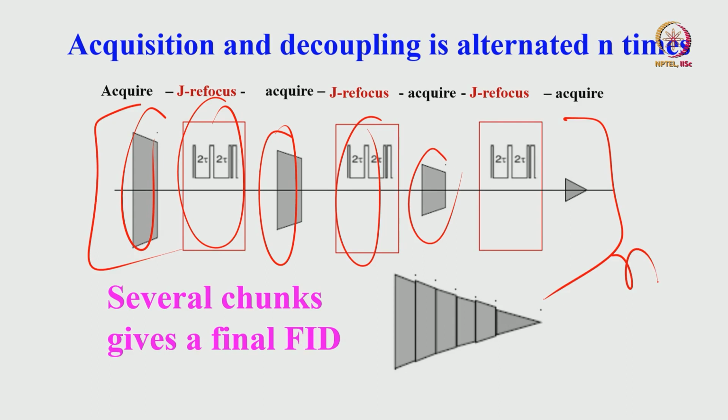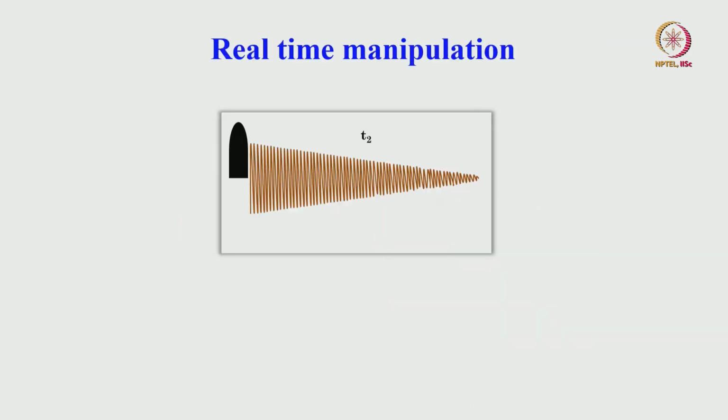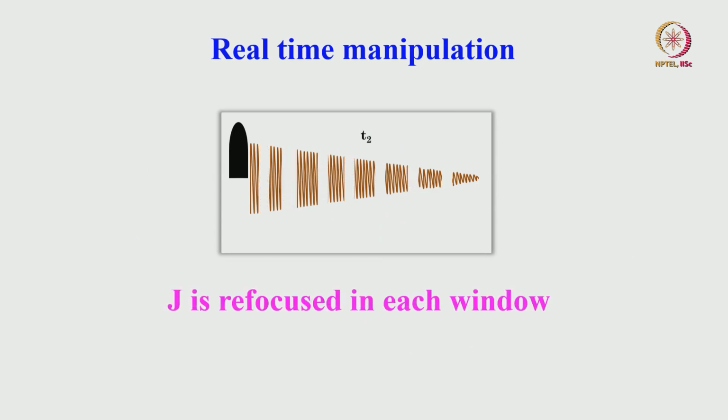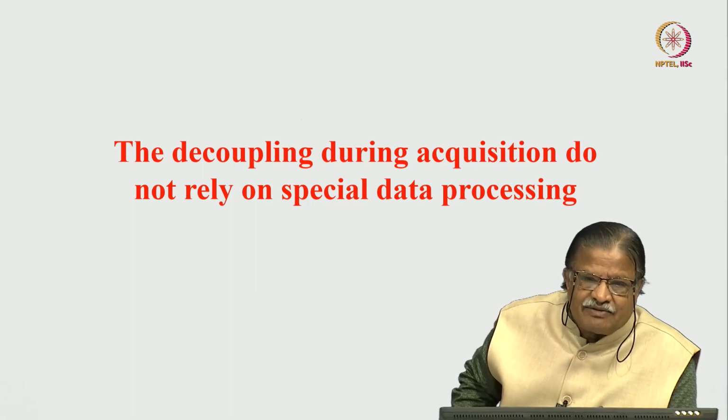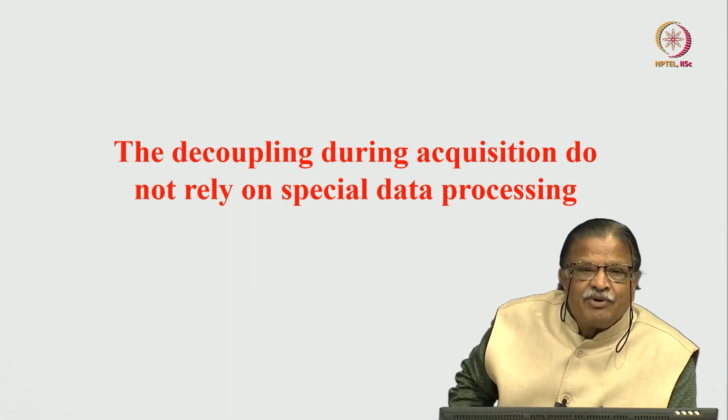All these several chunks of FID together give a final FID like this. In between FIDs, this chunk is there. This is what is done. If you look at it, the real time manipulation is like this. It is an FID in principle. If we don't do any J refocusing in between, this is the type of spectrum you are going to get. But we can refocus with a window several times in between. This is a refocus window. And then if you collect this FID, you are going to get an FID devoid of all J coupling. You get only chemical shifts. That is nothing but a pure shift experiment.